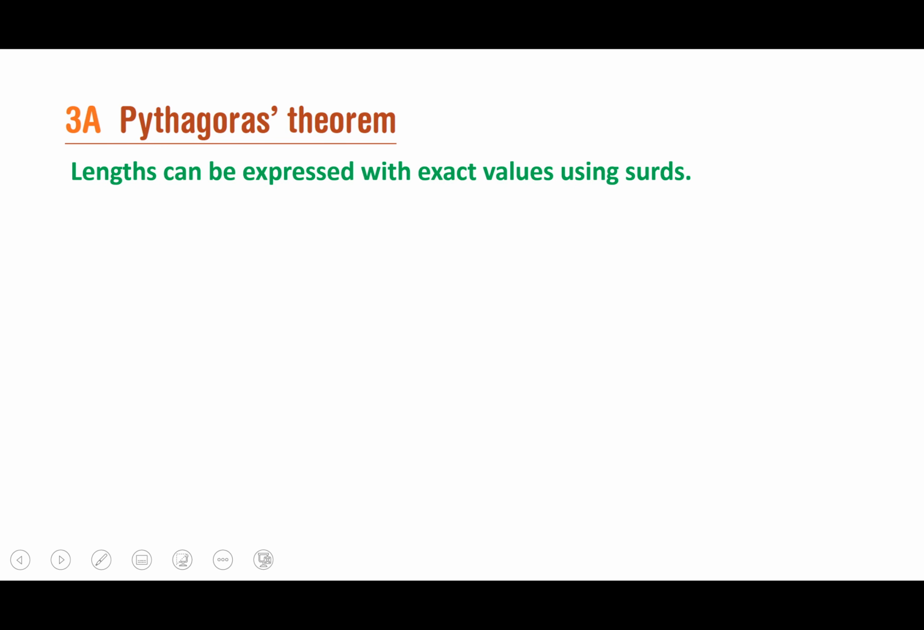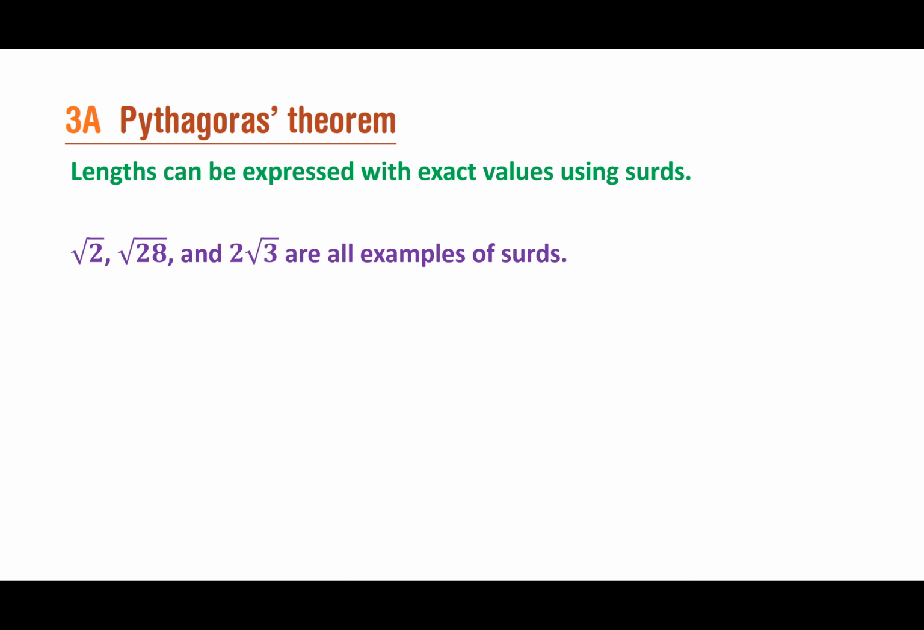So when we're talking about the lengths, they're not always going to be whole numbers. We might actually be given a number that is what is called a surd. You guys have seen these before in quadratic equations. Examples of surds are square root of 2, square root of 28, and 2 square root of 3. They're all examples of surds.